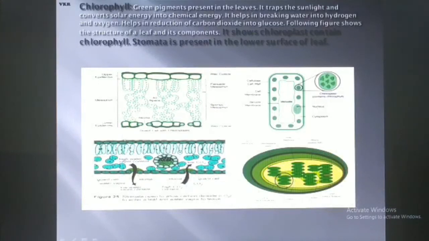The first important factor is chlorophyll. What happens when chlorophyll is not there? You can see in the picture of the variegated leaf, right? Chlorophyll is a green pigment present in the leaves. It traps the sunlight and converts solar energy, which is already shown in the previous slide. It shows the chloroplast contains chlorophyll. Stomata is present in the lower surface of the leaf. This is the all-in-one diagram in one slide.